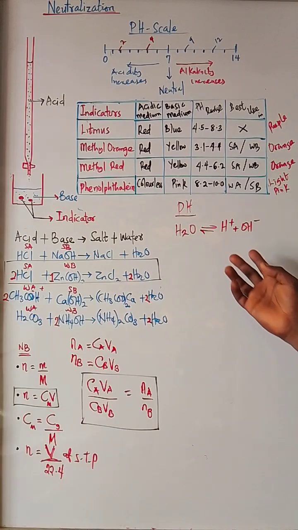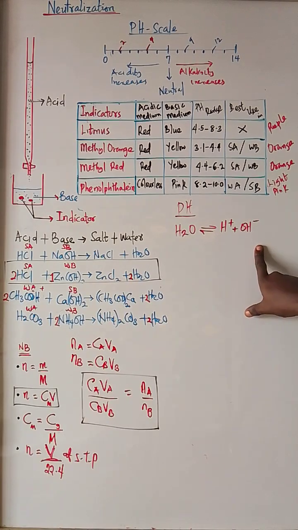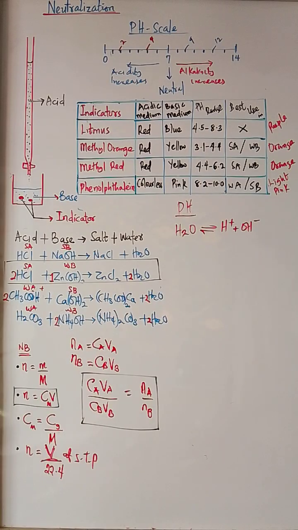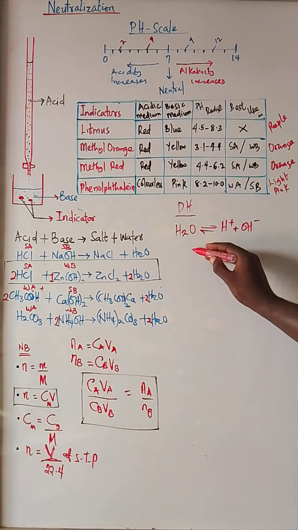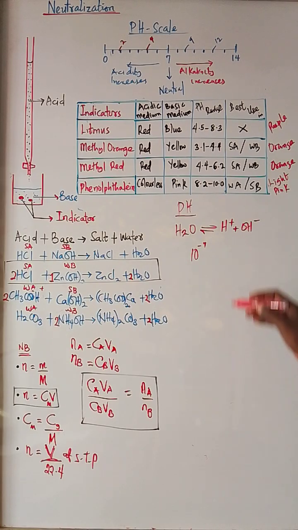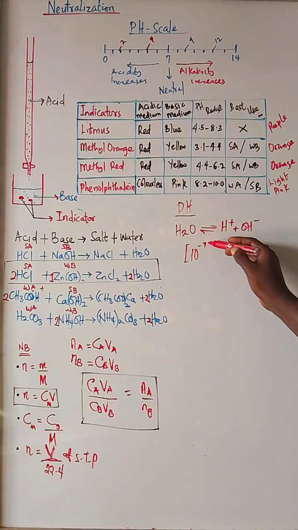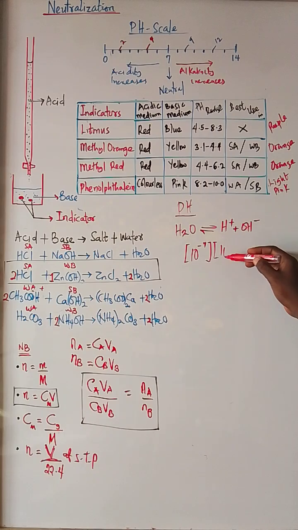Then when the concentrations of the ionized hydrogen ion and hydroxide ion are measured, we realize that for H plus, it is 10 to the power of negative 7. That is 1 over 10 million. That's the concentration of H plus. While for OH minus, its concentration is also 10 to the power of minus 7.